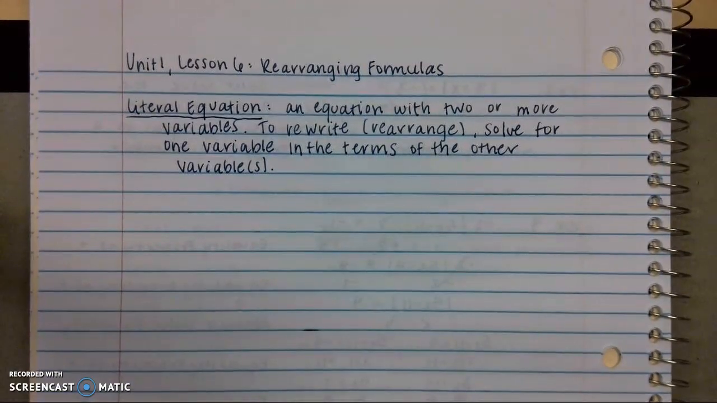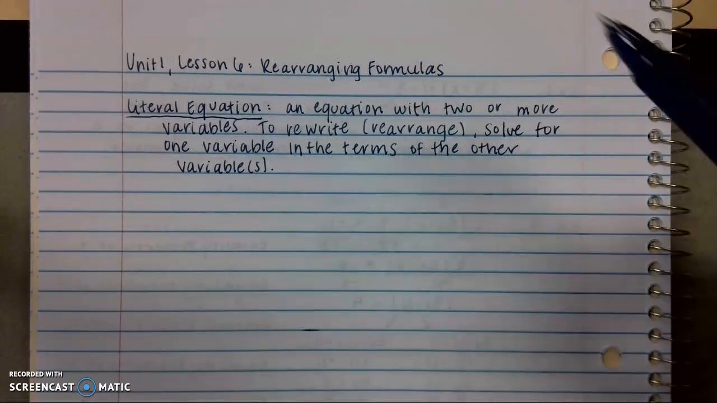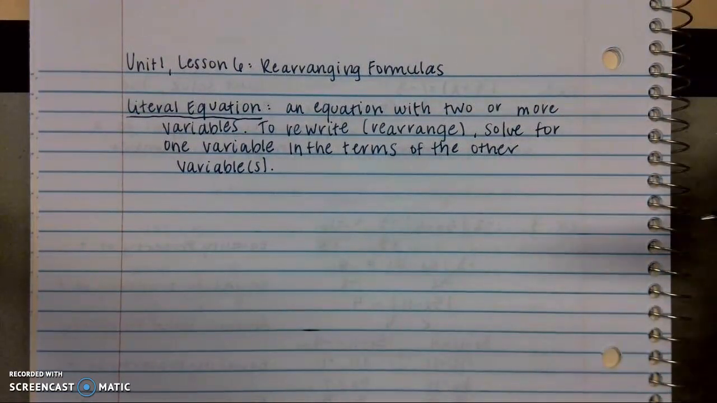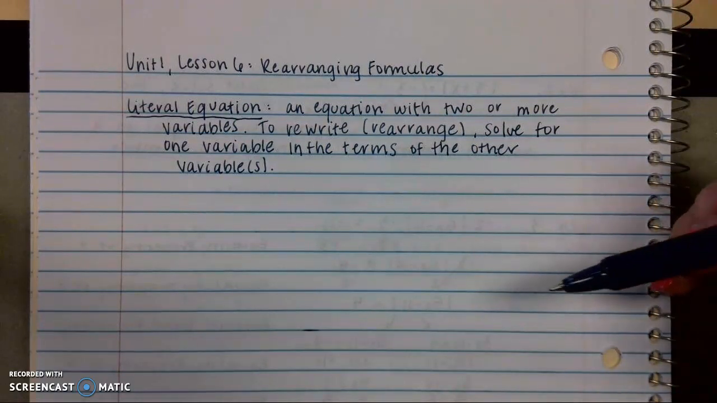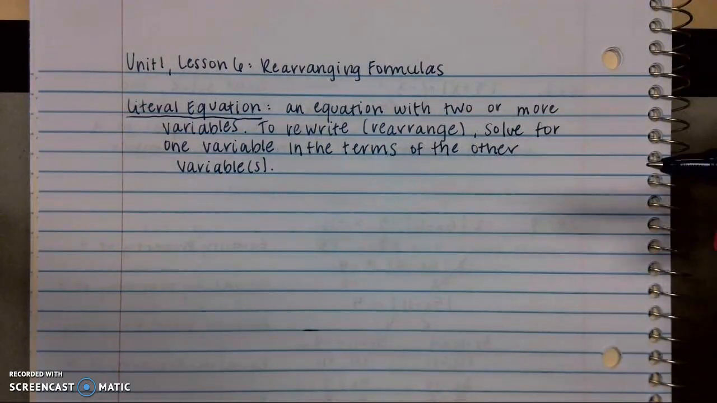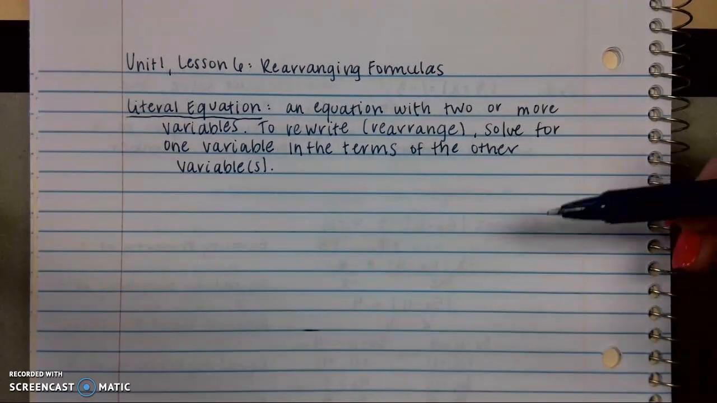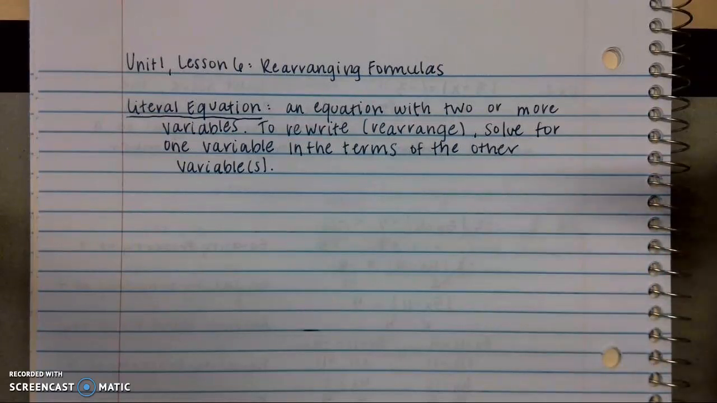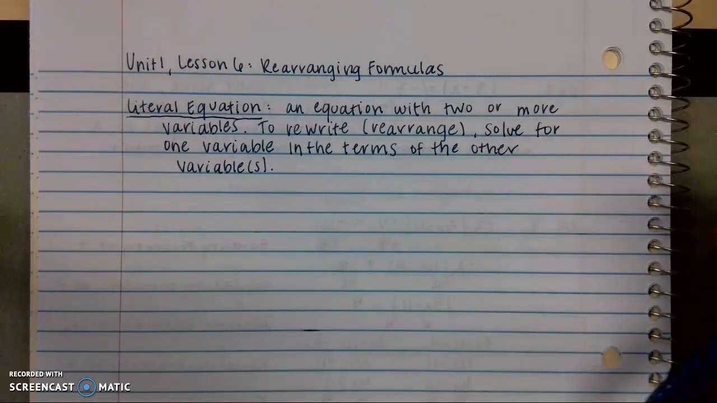Sounds a little confusing at first. The biggest thing, it's going to have 2 or more variables. So this is going to be our introduction into the next unit when we're talking about x's and y's. We're going to be looking at formulas, ones that you spent a lot of time with last year, talking about circumference is equal to 2 pi r, area is equal to 1/2 base times height. So we're going to be rearranging those here.